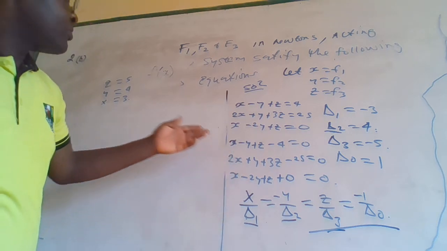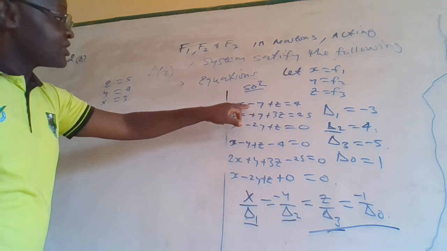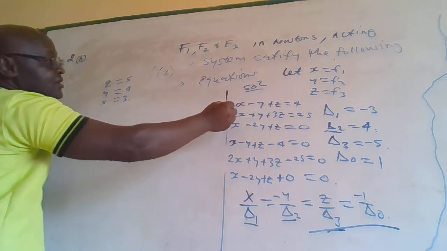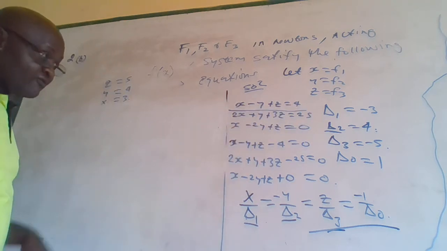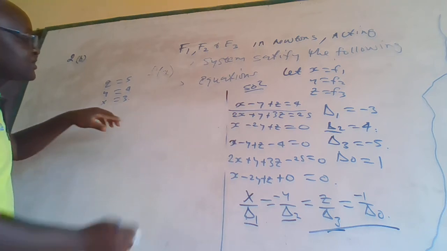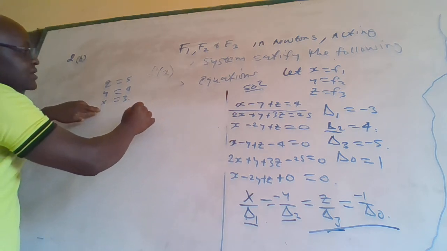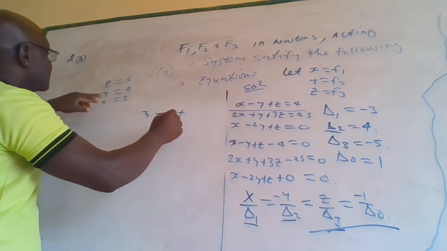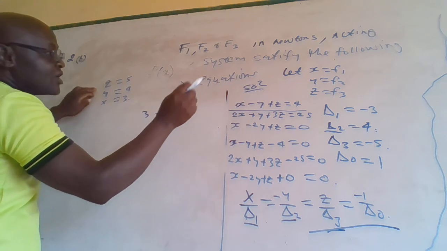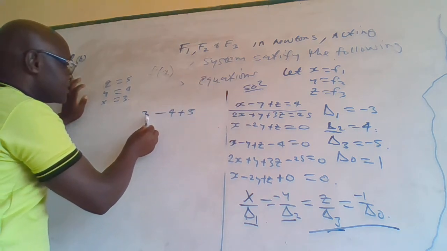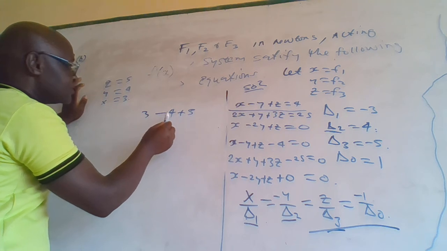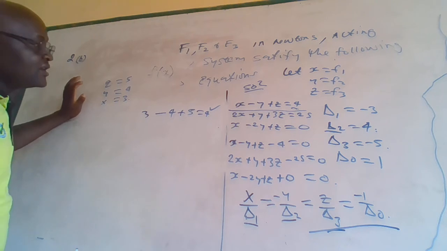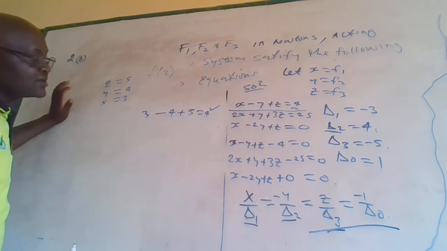So we can still confirm whether this is correct by using, for example, x minus y plus z equals 4. Let us prove that what we have gotten is right. So x is 3 minus y, which is 4, then plus z, which is 5. I say that this must give us 4. Let us see. 3 plus 5 is 8, minus 4 is equal to 4. That's correct.